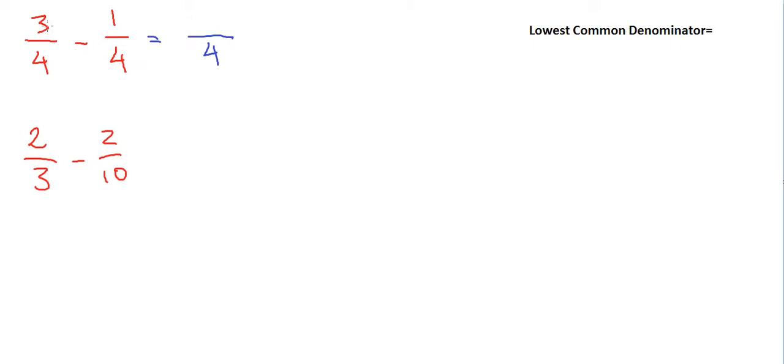Well, let's read the operation. It's 3 minus 1. That's all you do. Okay, so the numerators we just subtract. So 3 minus 1 leaves us 2. That leaves us 2/4. And we can simplify that.